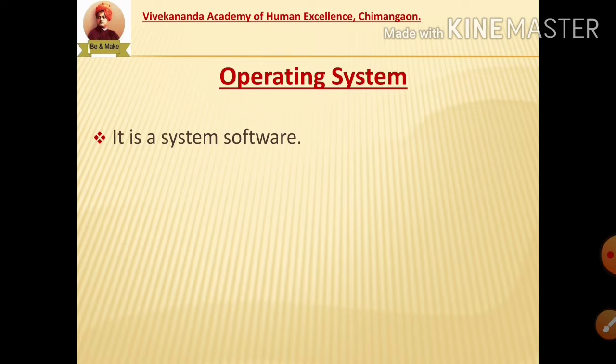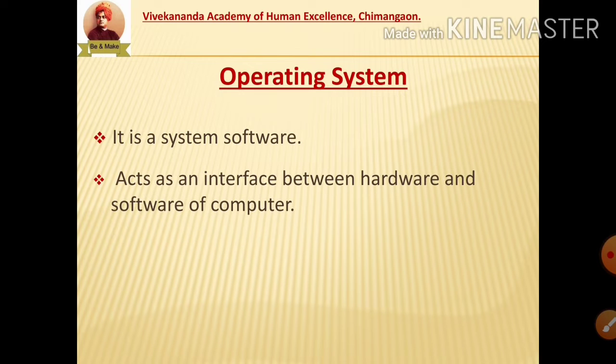The second type of software is system software. These softwares are generally used to coordinate the activities and functions of hardware and software and also control the operations of computer hardware. A computer's operating system is the best example of system software. So operating system is a system software. The operating system acts as an interface between hardware and software of computer.